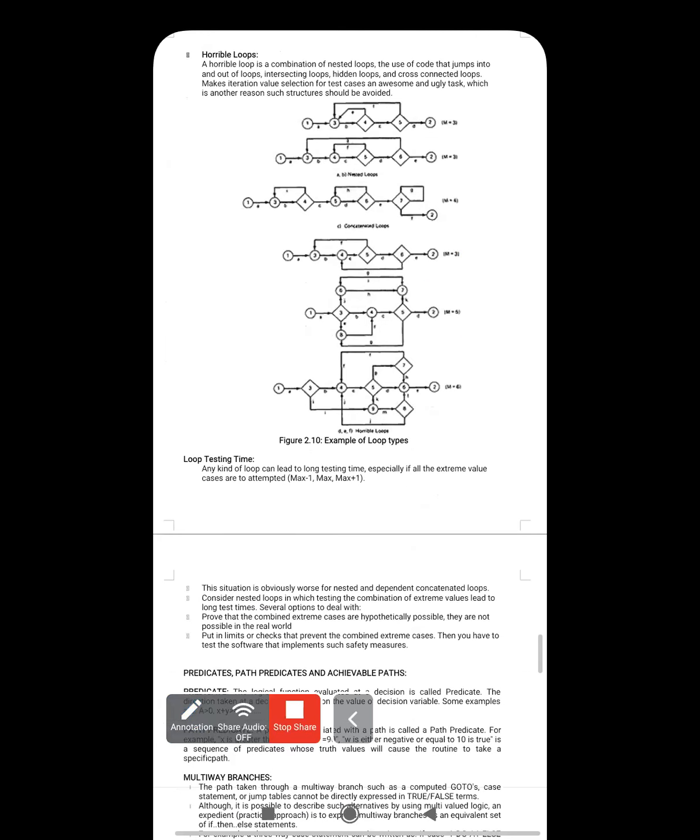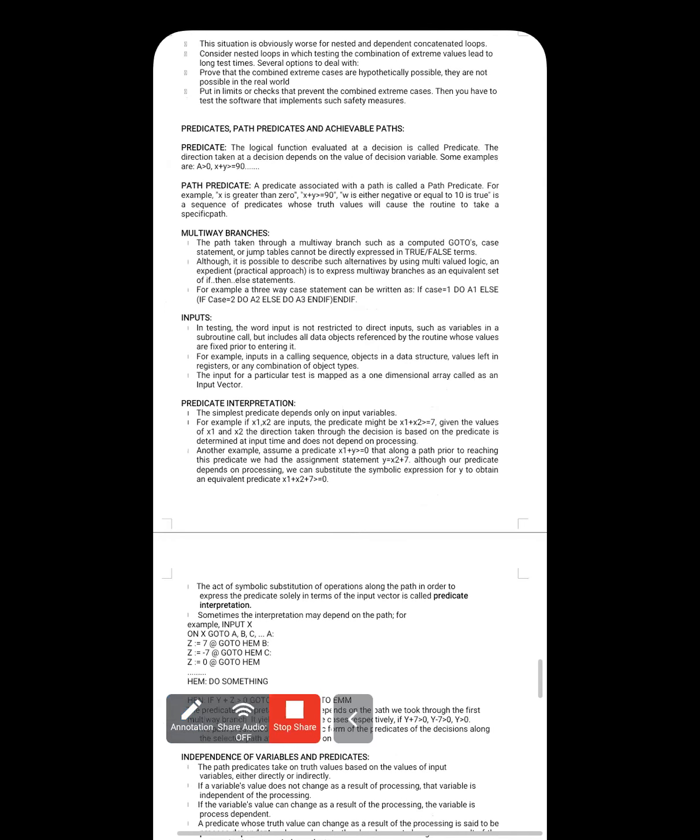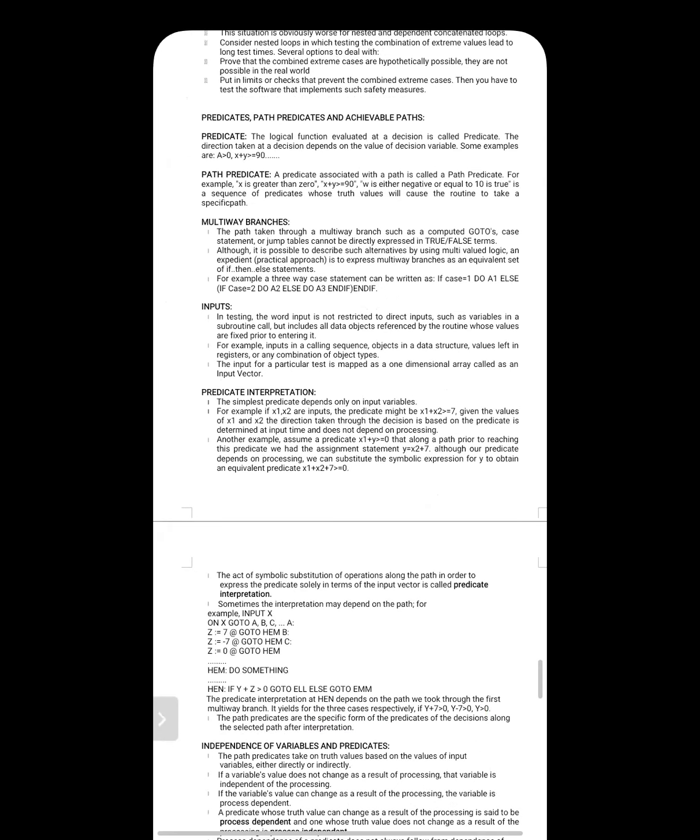Okay, this is about flow graph and path testing basic concepts. Next concept in this is prediction, path prediction, and achievable paths.